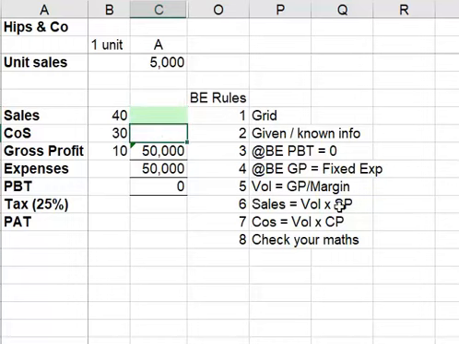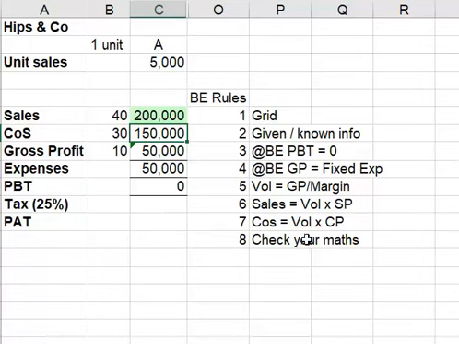So my next rule here is to take this volume that I've just calculated and multiply it by my selling price, and I'm simply going to say volume times selling price. 5,000 times 40 is 200,000 rands worth of sales. I've got to buy those goods from the supplier, and if I'm going to buy 5,000 goods from my supplier and I'm going to pay the supplier 30 rand, that's going to be 150,000 rand.